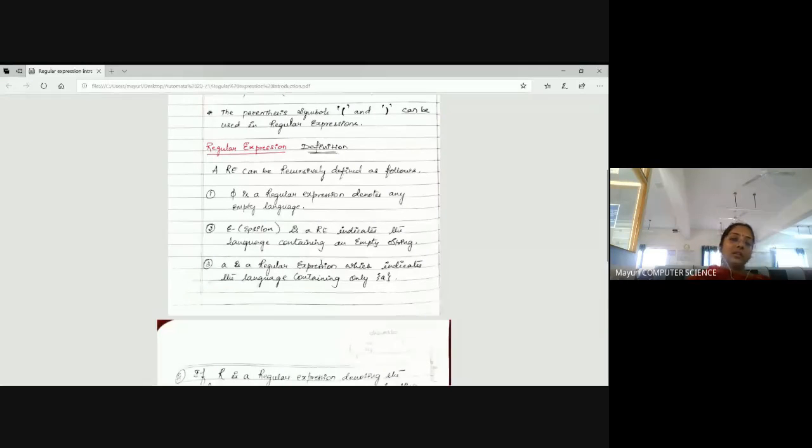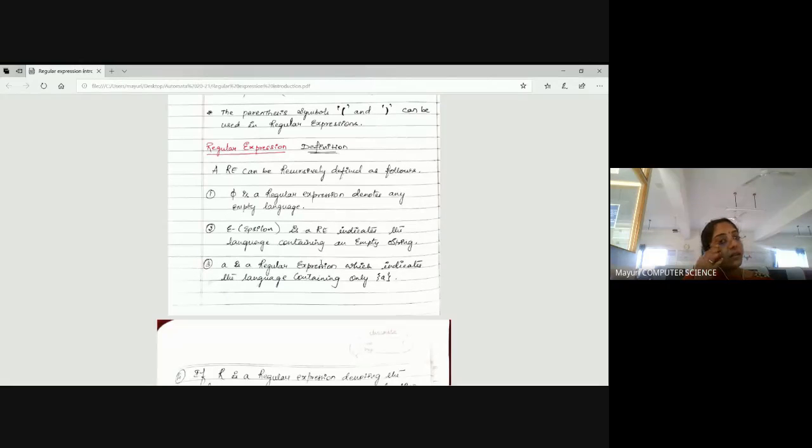You can define a regular expression in four ways. Means four types of regular expressions are possible. Initially, starting with an empty language, a language that doesn't contain anything apart from curly braces. We represent an empty language with a phi symbol, I mean the null symbol. Even the phi is also a regular expression.